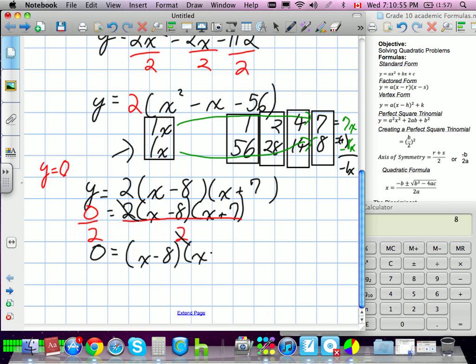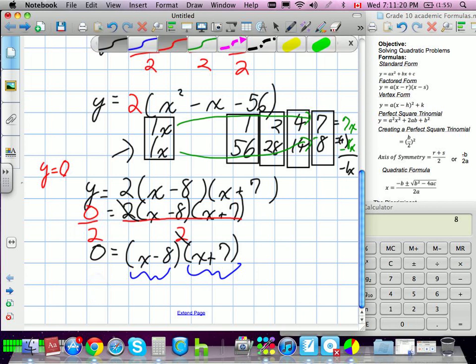Now, here's what's important. This is some number times some number. Well, in order to multiply 2 numbers and get 0, what does one of the numbers have to be? There's only one number that multiplies to get a 0. 0. Yeah. One of these has to be 0. In fact, it could be both of them. So what we're going to do here is we're going to split the equation.